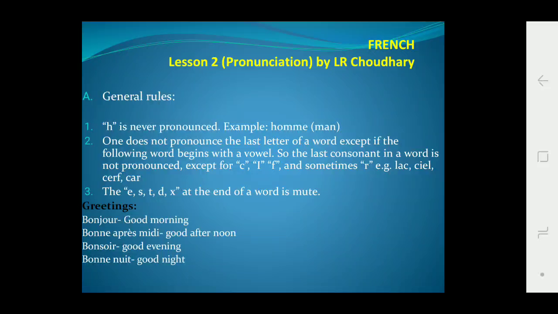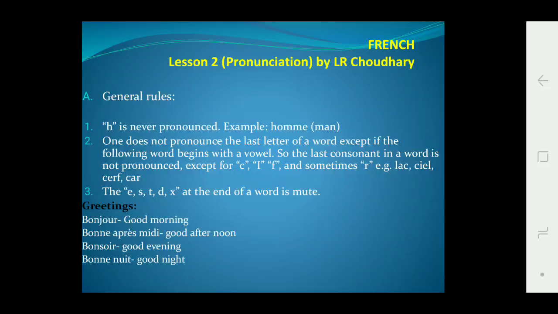Then, one does not pronounce the last letter of a word except if the following word begins with a vowel. So the last consonant in a word is not pronounced except for C, L, F and sometimes R also. For example, lac. But here we will pronounce the C, like in the last class, I told you that A is pronounced like R. So here C we are pronouncing, then L is also pronounced at the end, F is also pronounced, and R is also pronounced because these are the exceptional words.